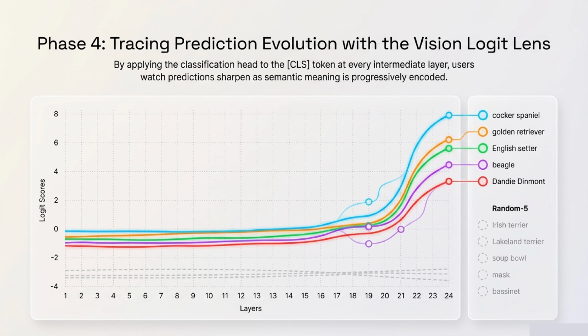Finally, in Phase 4, we trace prediction evolution using the Vision Logit Lens. By applying the classification head to the CLS token at every single intermediate layer, you can watch the predictions sharpen in real time. As semantic meaning is progressively encoded deeper into the network, you can see the Logit scores for Golden Retriever or Cocker Spaniel rise to the top.